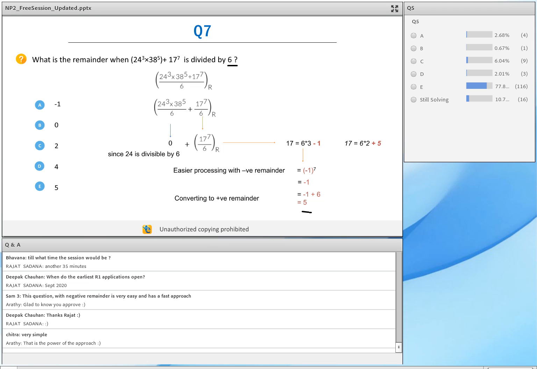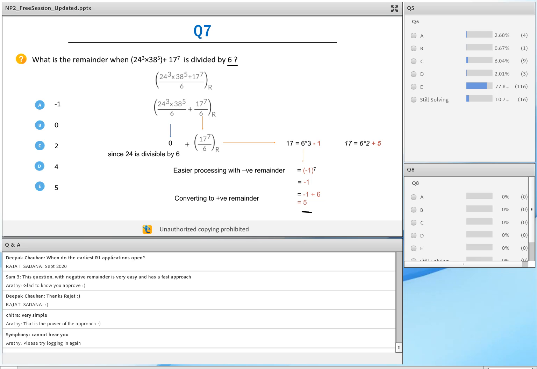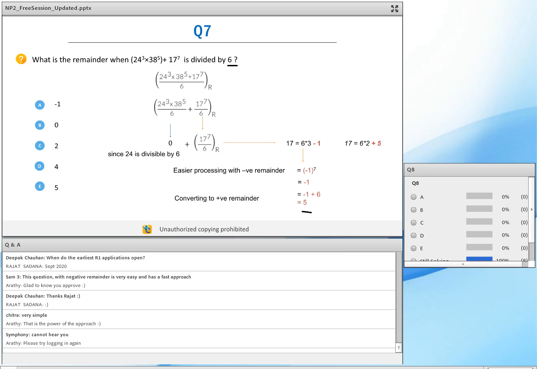So I'm going to first show you how you polled. This is how you polled when you solve these questions for the first time. I'm going to now clear your answers, and I want you to now approach these questions using the concept of positive and negative remainders. So I want you to say still solving.